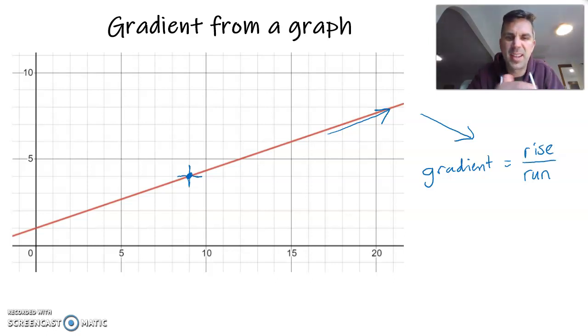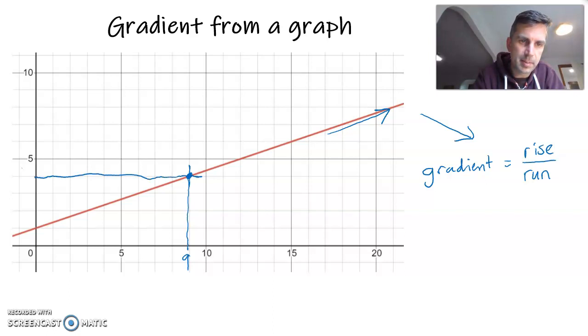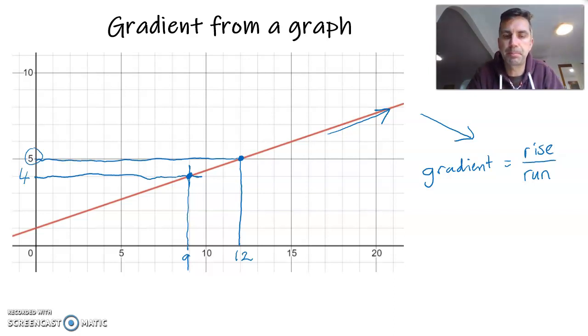line. So we can figure out, if we trace down here, that that's at 9, and we trace back this way, we can work out that it's at 4 on the y-axis. So we picked that point. Now I'm going to go up the line until I find another one that's crossing over right on a grid line. So this one here is at 12, and then if we go across, you can see it's at 5.